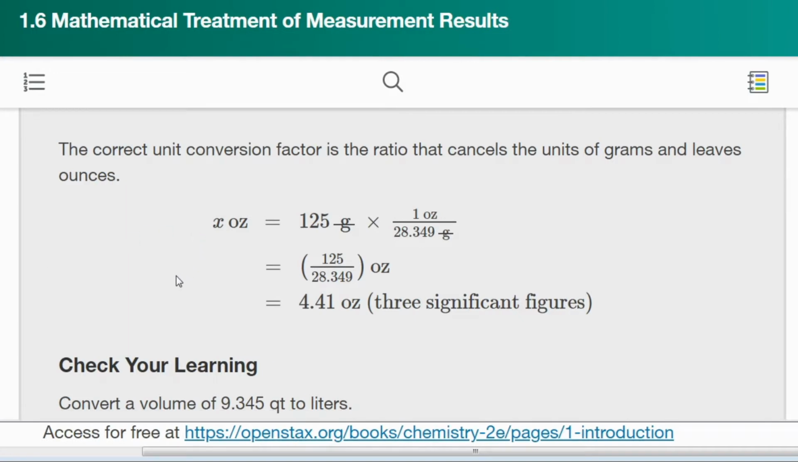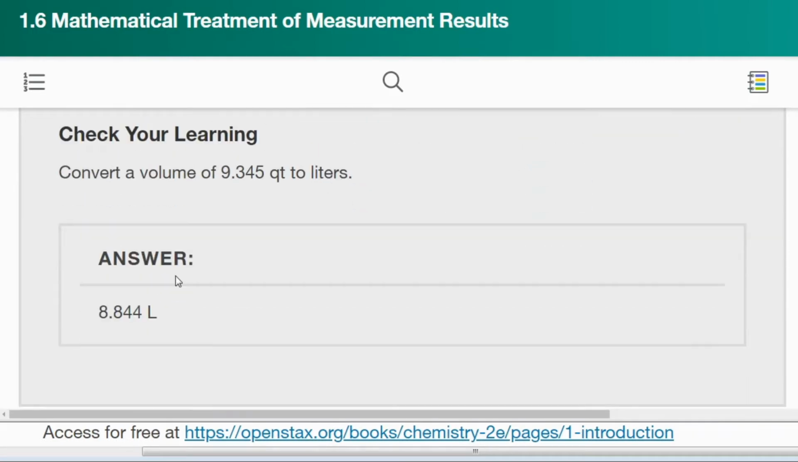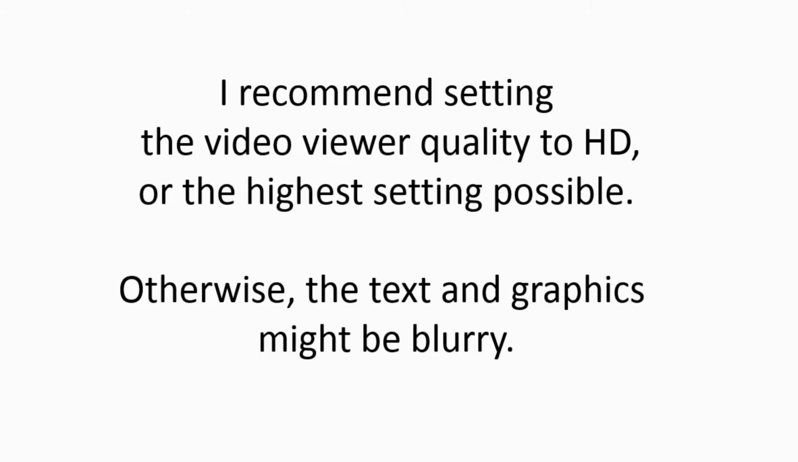Okay, so let's check your learning. Convert the volume of 9.345 quarts to liters. The answer is 8.44 liters. Okay, I'm going to have to walk through this myself.